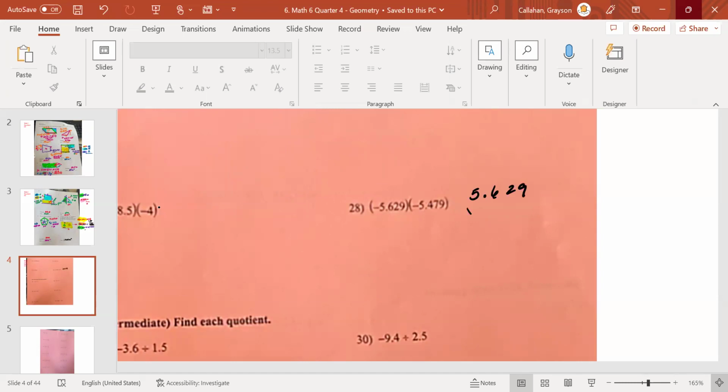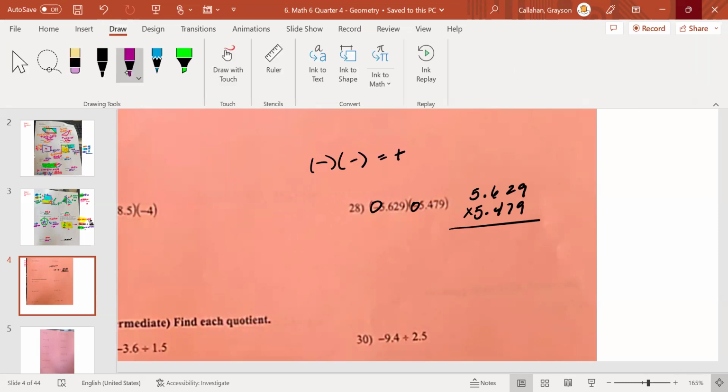Okay, so for number 28, you have 5.629 times 5.479, right? Do you see the double negative right there? Negative times a negative is a positive. So you know your answer is a positive, okay? So pay attention when I do this. First thing I'm gonna do is take the 9. 9 times this is gonna give me 81.